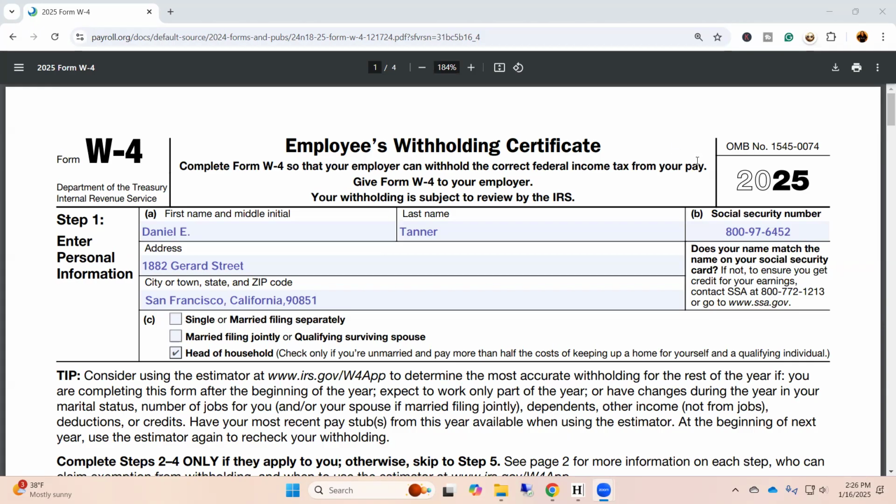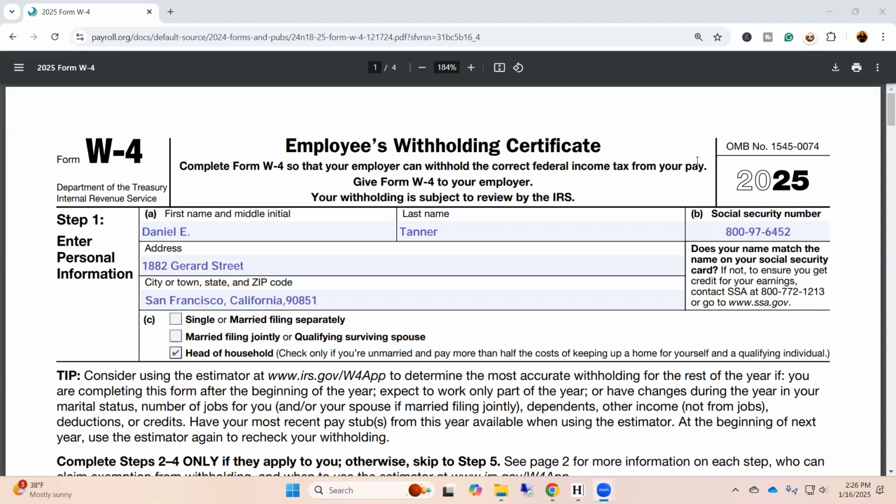To qualify as head of household, you have to be unmarried and pay more than half the cost of keeping up a home for yourself and a qualifying individual. This can be a minor child, or it can be a child who is not a minor, but still eligible to be on your health insurance and a full-time student, and you're keeping up more than half the cost of keeping up the home for both of you. In addition to that, it could be a qualifying relative if the person is not a minor, not in school full time, but they are disabled.